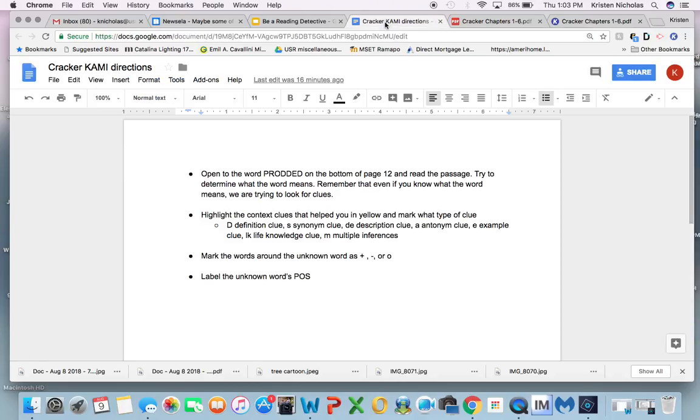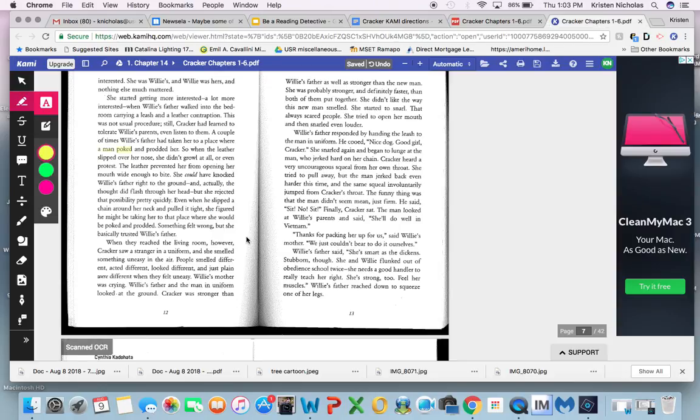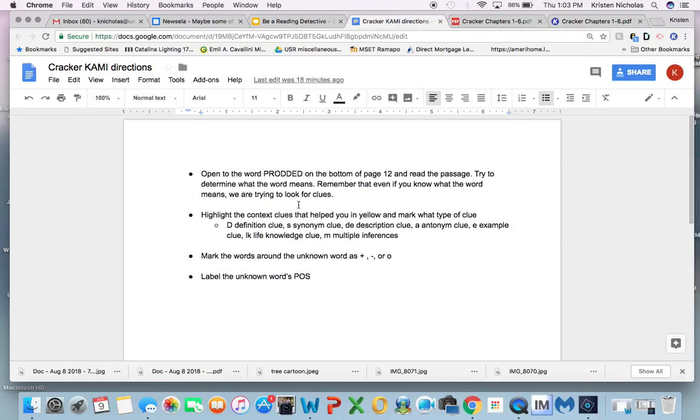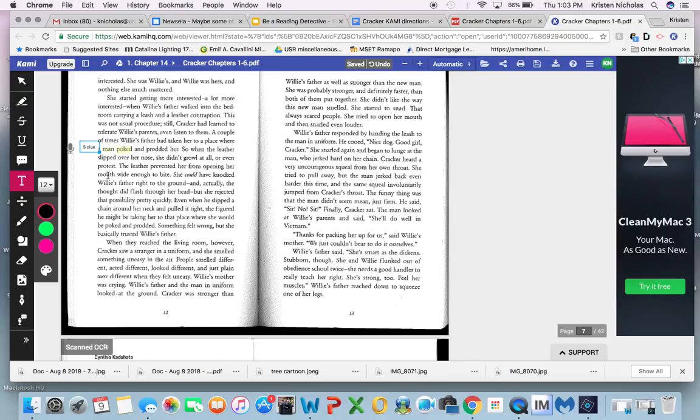Okay, and then in the directions here, I ask them to then mark up what type of clue it is. So in here, I believe that it's a synonym clue because poked is a synonym for prodded. So I'm going to put an S here, an S clue. Okay. I also ask the students to then go and mark the words around it as positive or negative. That would contribute to the tone of it.